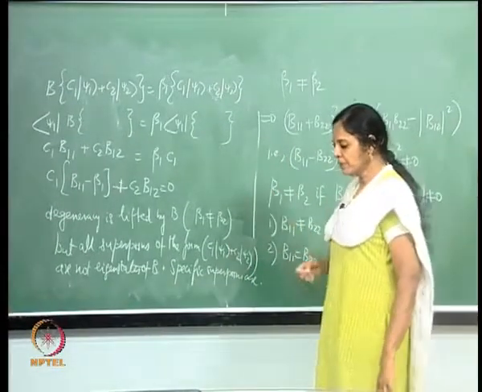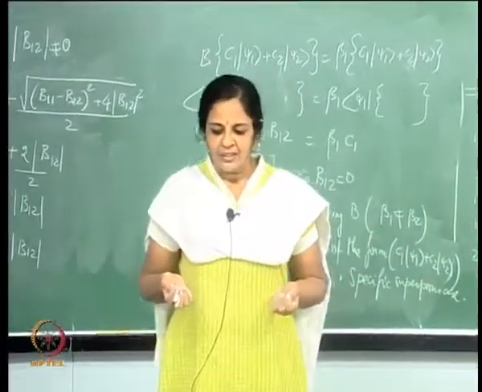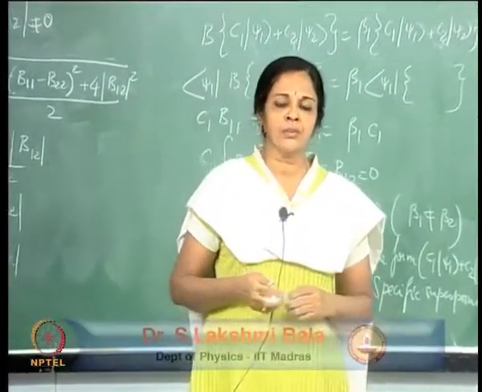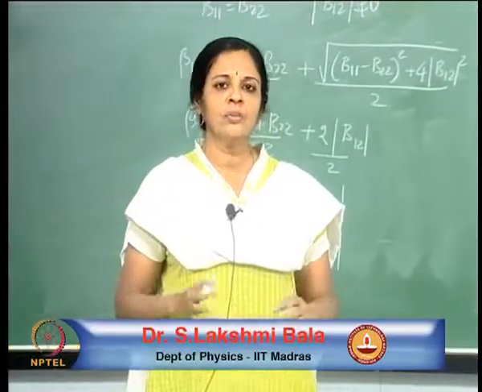So, the problem has the following outcome, that if you have two Hermitian operators that commute, you can find a complete set of common eigenstates of these two Hermitian operators.